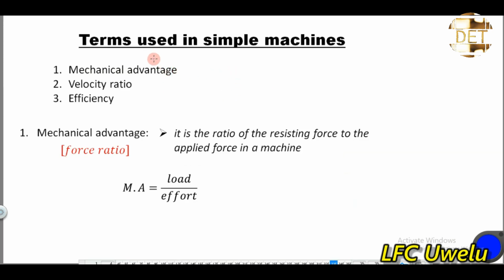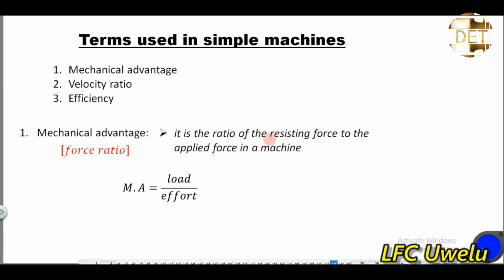Here we're going to look at the terms used in simple machines. Basically, there are 3 terms that are used in simple machines: the mechanical advantage, velocity ratio, and efficiency. We're going to take the first one, which is the mechanical advantage. So what is mechanical advantage? It is the ratio of the resisting force to the applied force in a machine.